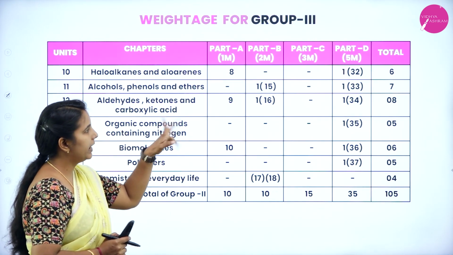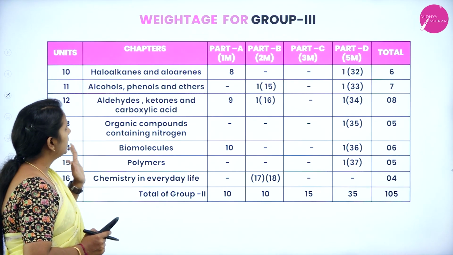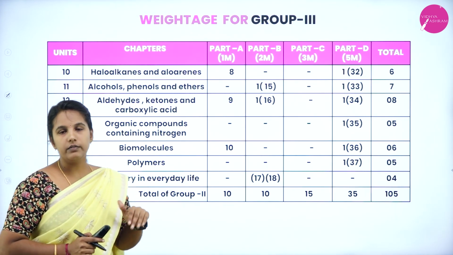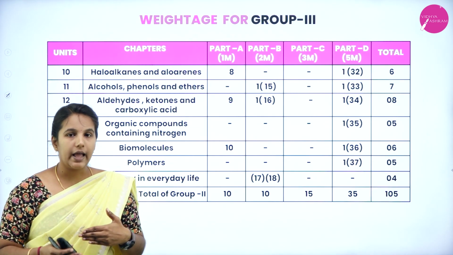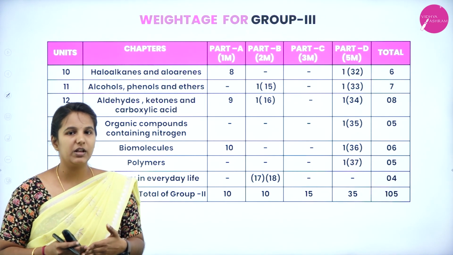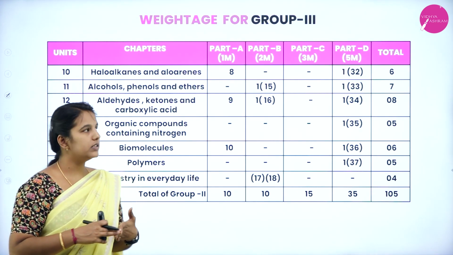Question numbers are 8 and 32. So there are 6 marks expected from this unit. Coming into the alcohols, phenols and ethers, we are going to study the nomenclature, the preparations and the types, as well as the physical and chemical properties of alcohols, phenols and ethers with this unit.